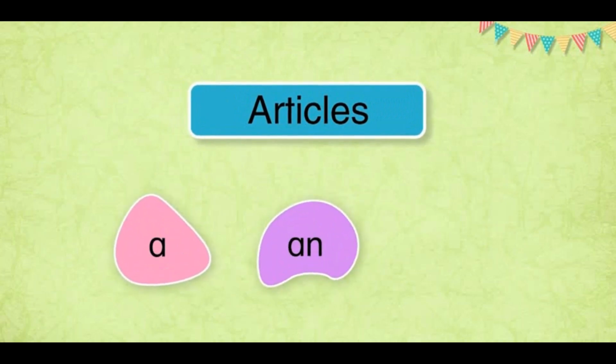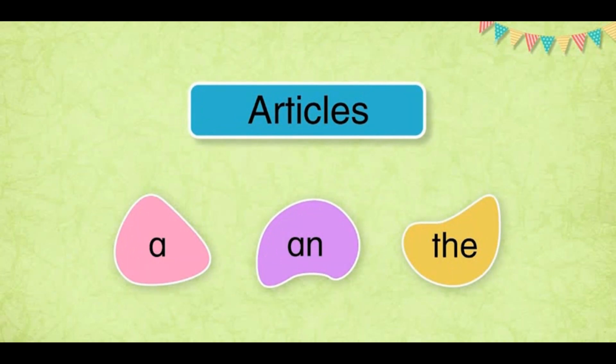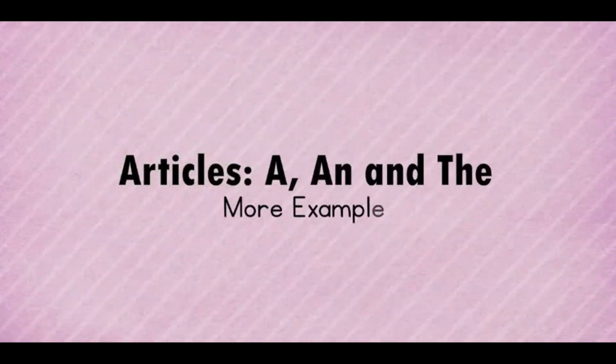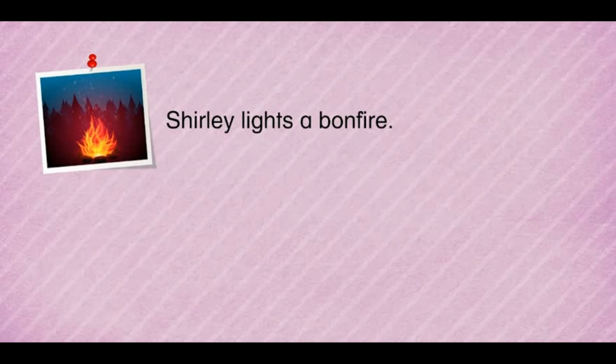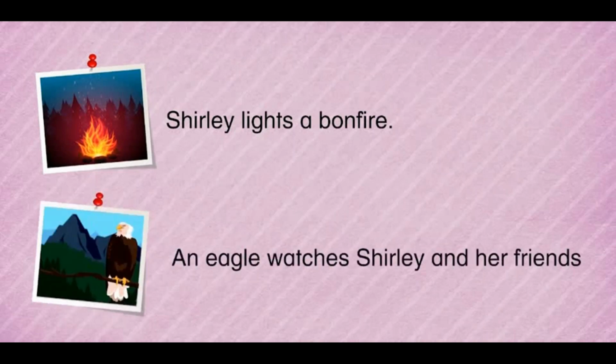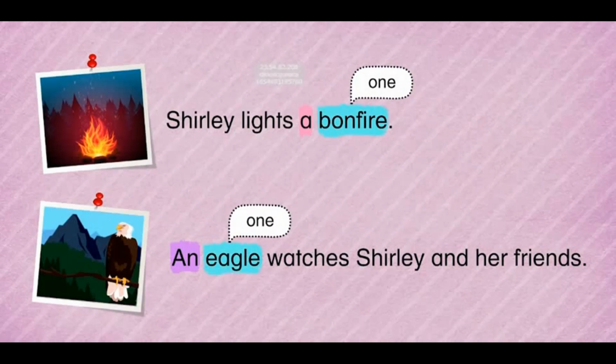So that's how we use the articles a, an, and the. Now, try forming sentences on your own with these articles. Add some more examples of the articles a, an, and the. Shirley lights a bonfire. An eagle watches Shirley and her friends. Here, the words a and an show that the campsite has one bonfire and one eagle. They are used before words that name one thing.